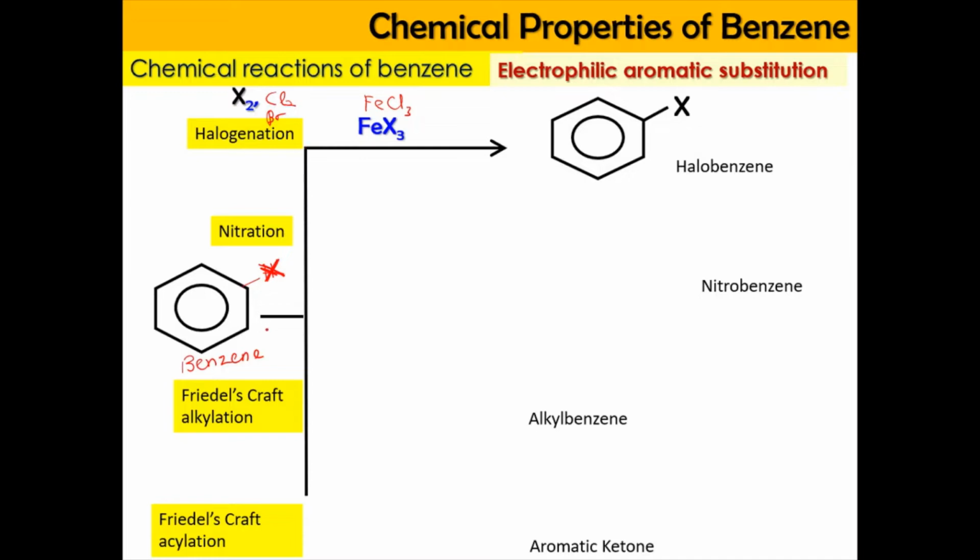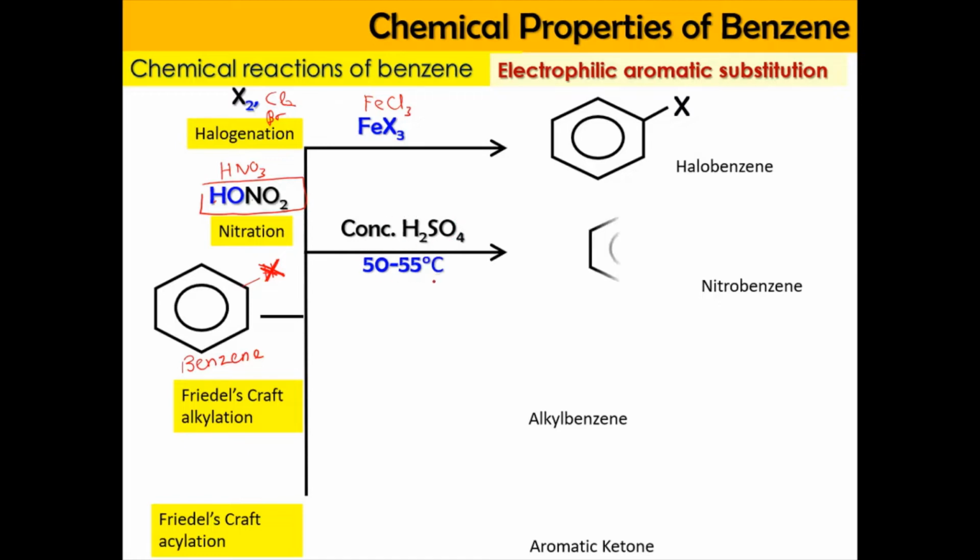Alright. At the same time, benzene can undergo nitration by reacting it with nitric acid. So nitric acid has the formula of HNO3. So by reacting benzene with nitric acid, in the presence of the acidic catalyst of concentrated sulfuric acid at a temperature of 50 to 55 degrees Celsius, we're going to substitute the hydrogen with NO2. So the black color group here is going to be substituted, and from benzene it's going to become nitrobenzene.